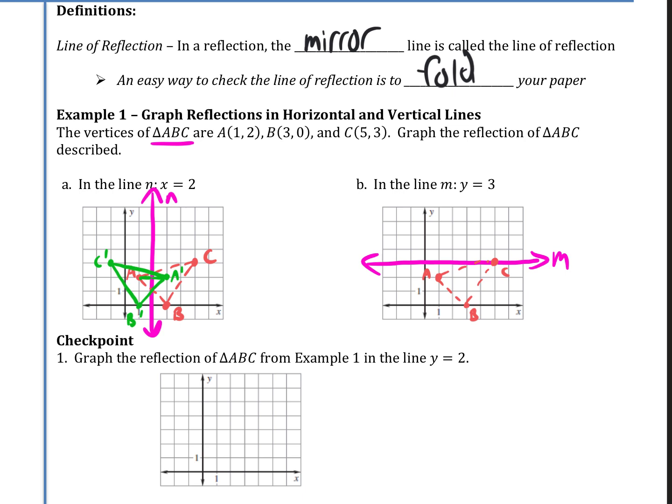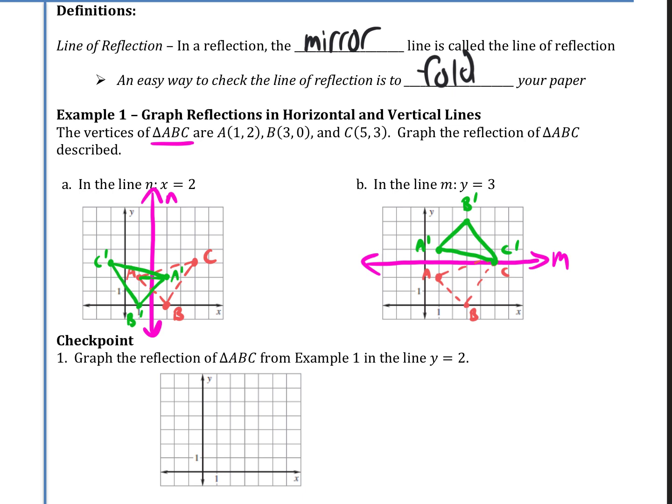So where's A going to end up? If we reflect over the line, it's one box below M, so we're going to go one box above M, okay? So that's going to be A prime. How about B? B is 3 boxes below the line M, so we're going to go 3 boxes above line M. That's going to be B prime. And then we have C, which is right on the line, so where's it going to be? It's going to stay right on the line, right? So we got C prime. And this is going to be our new reflection, okay?